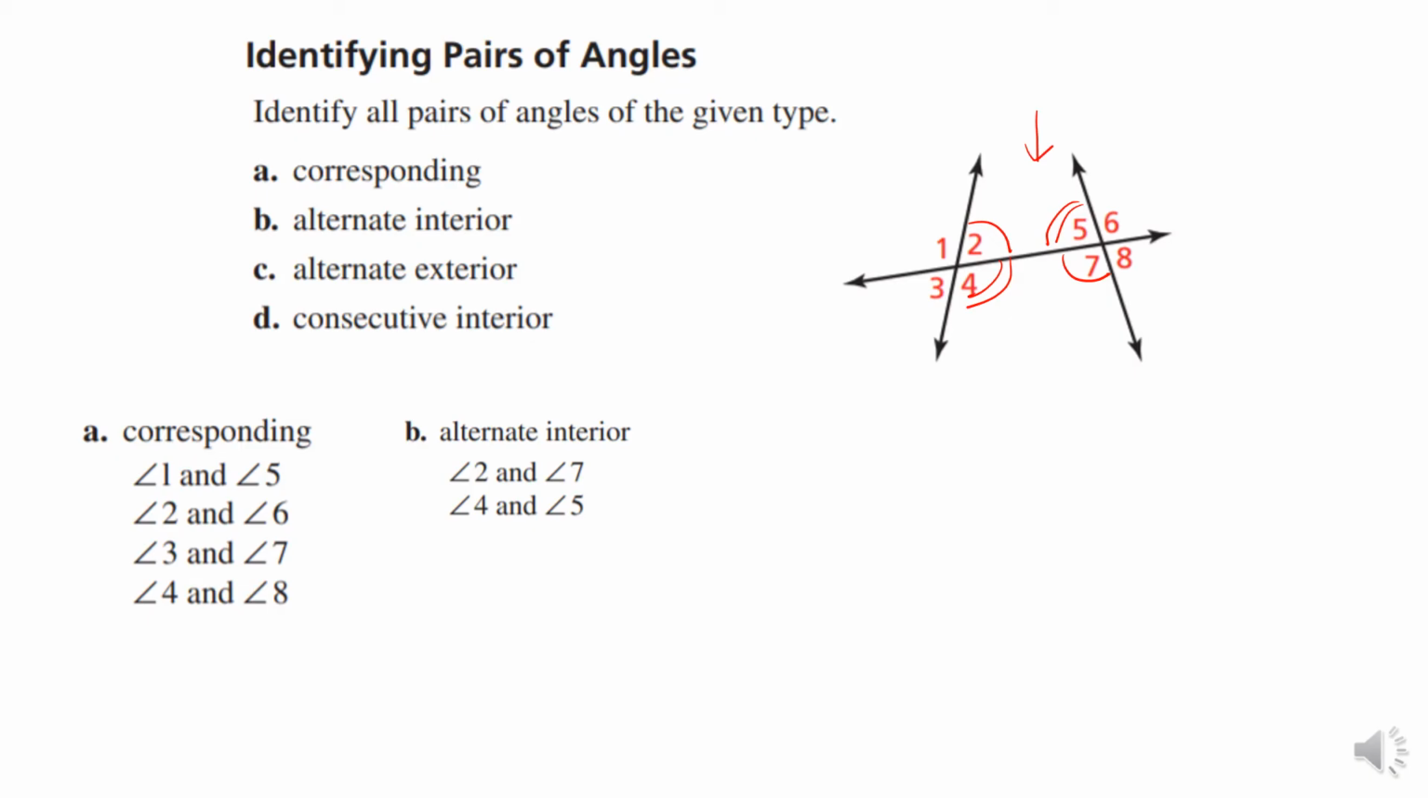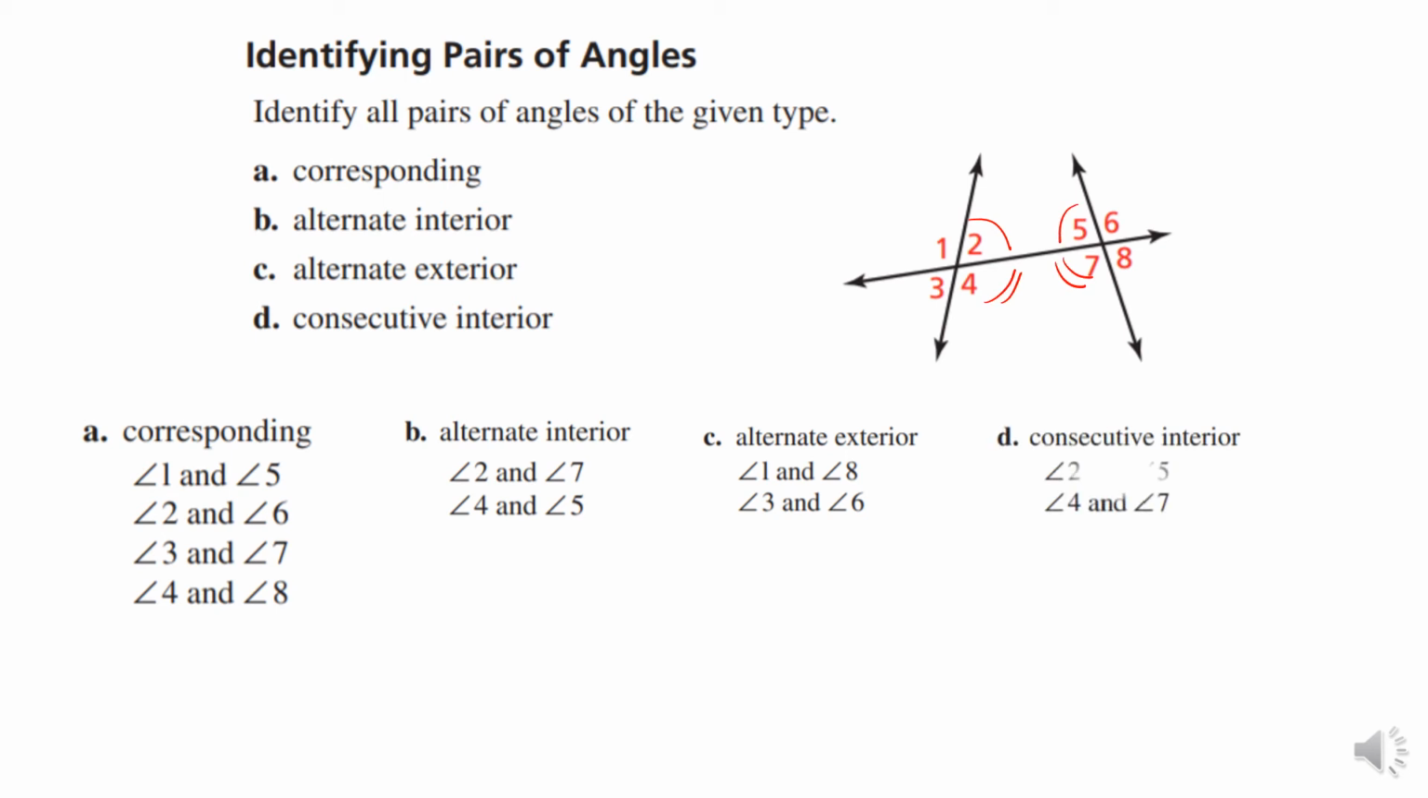The next one we're going to look at is alternate exterior. So we're going to look at exterior angles. So we're going to go 1 and 8 are on the opposite sides of the transversal outside the lines, and 3 and 6. Okay? And then the last one we're going to look at is the consecutive interior angles. And that would be 2 and 5 and 4 and 7.